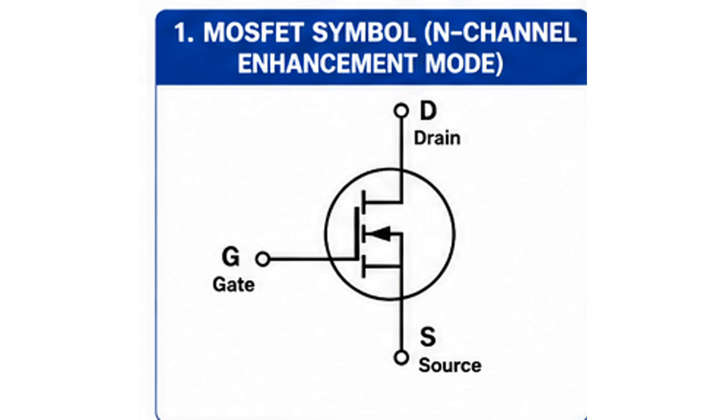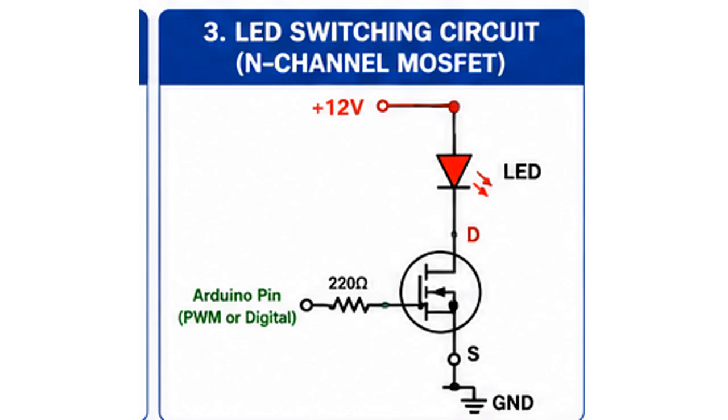A MOSFET has three primary terminals: the gate, the drain, and the source. The gate is the control terminal. The voltage between gate and source determines whether current can flow from drain to source. The drain is where the main current enters or leaves, depending on the configuration, and the source is the other end of the controlled path.